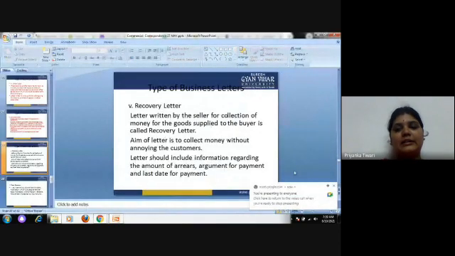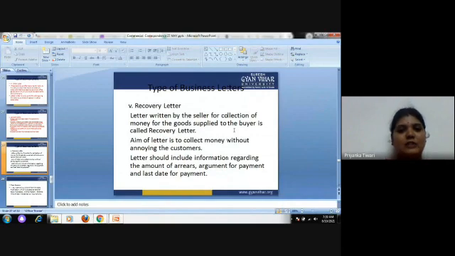Recovery letter: a letter written by the seller for collection of money for the goods supplied to the buyer is called a recovery letter. The aim of the letter is to collect money without losing the customer. The letter should include information regarding the amount, the request for payment, and the last date for payment.